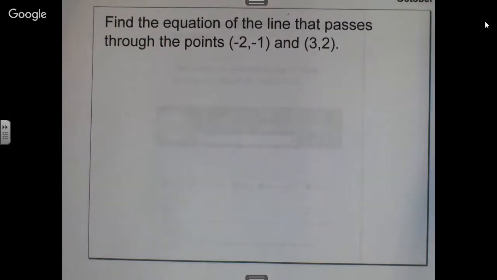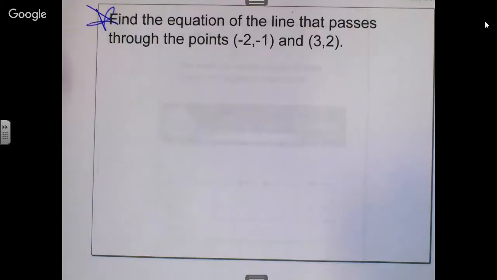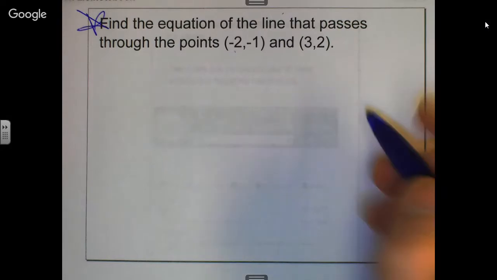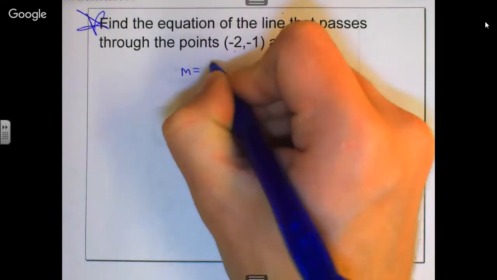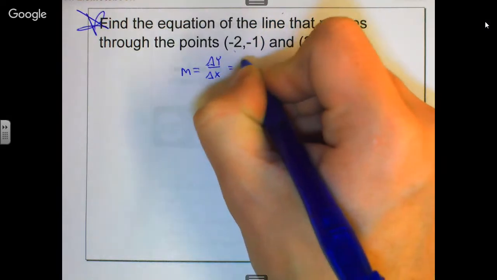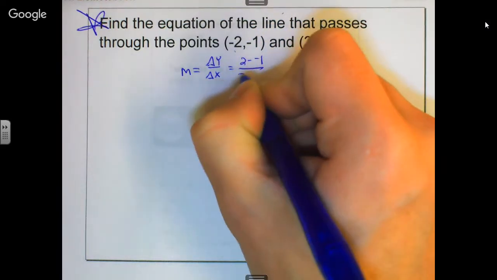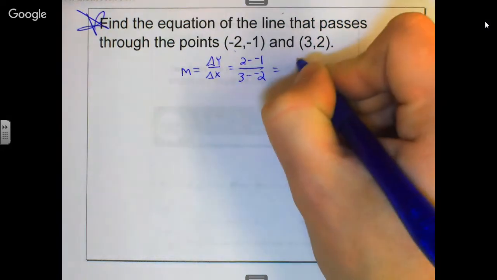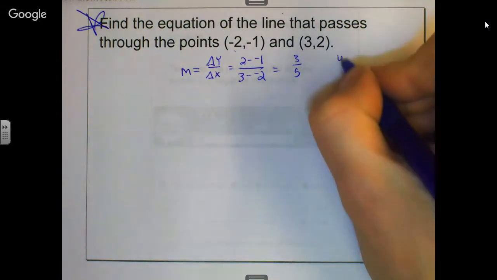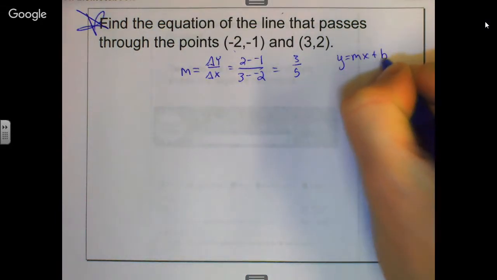Find the equation of a line that passes through the points (-2, -1) and (3, 2). So this is a very good problem for a quiz or a test. Maybe I'll put fractions in here or something like that. So the first thing I need to do is find the slope. That's the change of y over the change of x. So we'll have 2 minus -1 over 3 minus -2. So that is 3/5. Okay, so remember, I'm trying to figure out mx plus b.